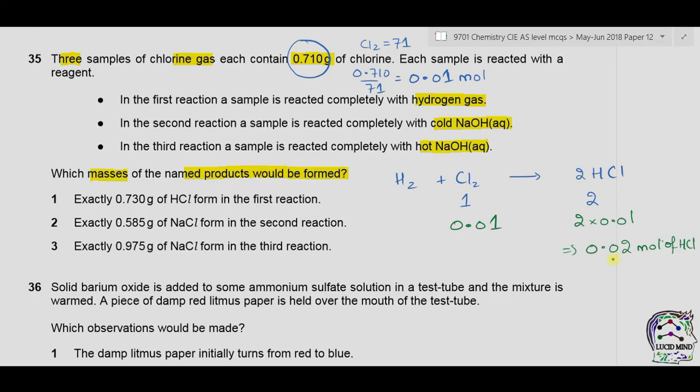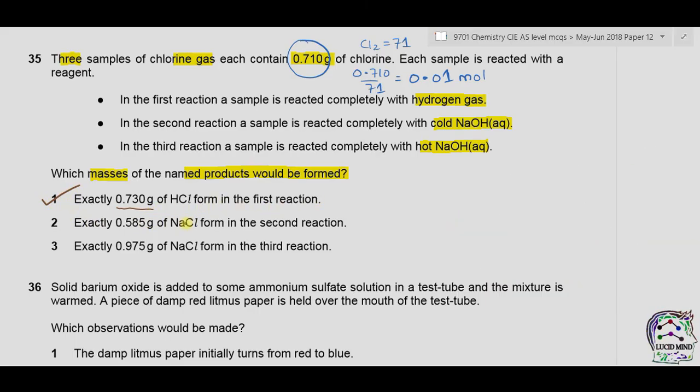Let's convert this number of moles into mass. The molecular mass of HCl is 1 for hydrogen and 35.5 for chlorine, so overall we have 36.5. Mass in grams is equal to number of moles times molecular mass. Putting in values, the number of moles is 0.02 and the molecular mass is 36.5, so it comes to 0.730 grams. Now in option 1 we can see that exactly 0.730 grams of HCl is formed. So option 1 is correct.